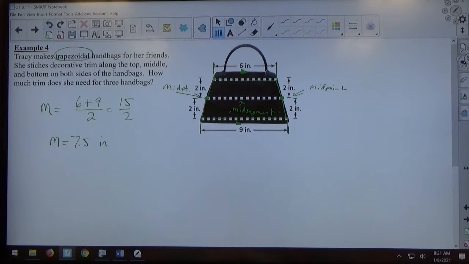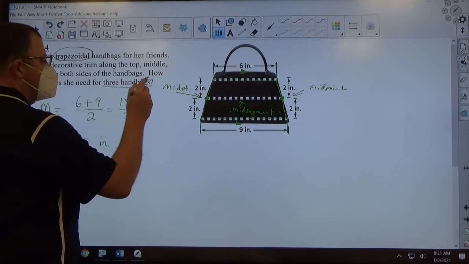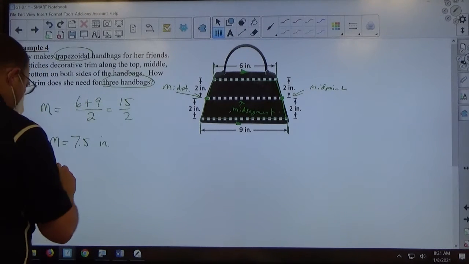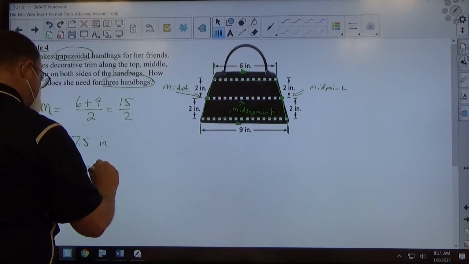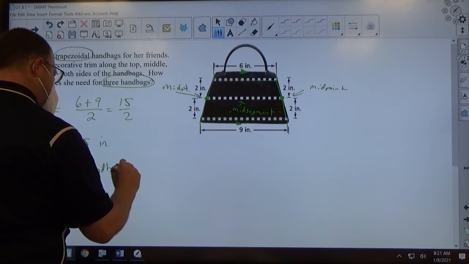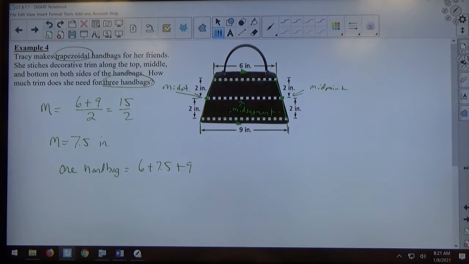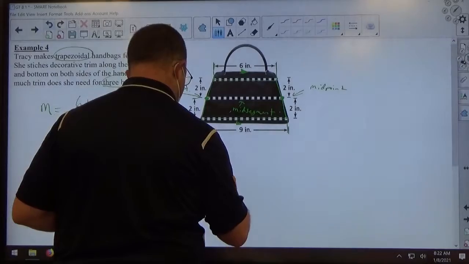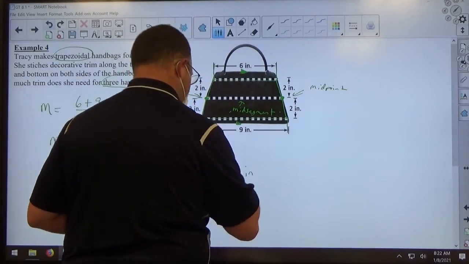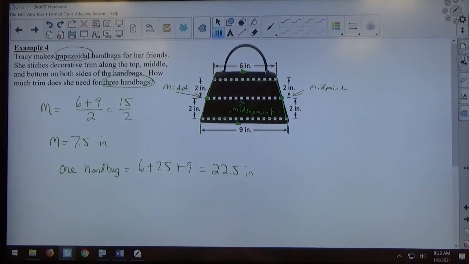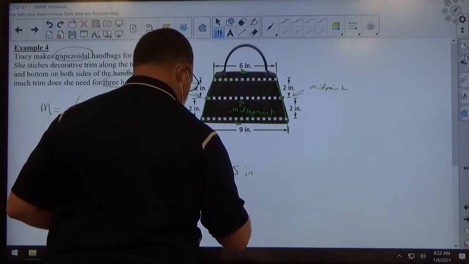It says how much trim does she need for 3 handbags? So she wants to make 3 handbags. For 1 handbag, she needs 6 plus 7.5 plus 9, right? So she needs all 3 pieces. So we just add them all up. 15 plus 7.5 is 22.5 inches. So every single handbag she makes, she needs 22.5 inches of trim. She's trying to make 3 of them, so we simply multiply that times 3.